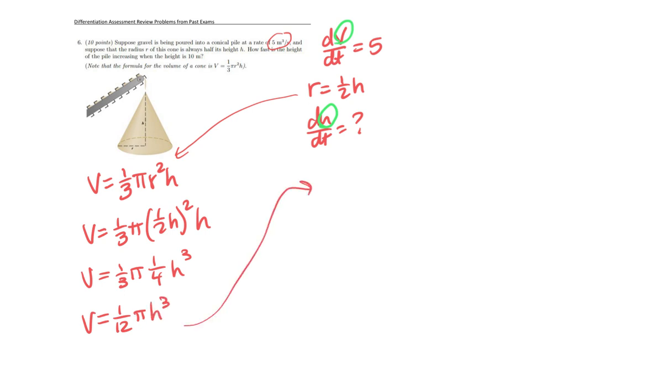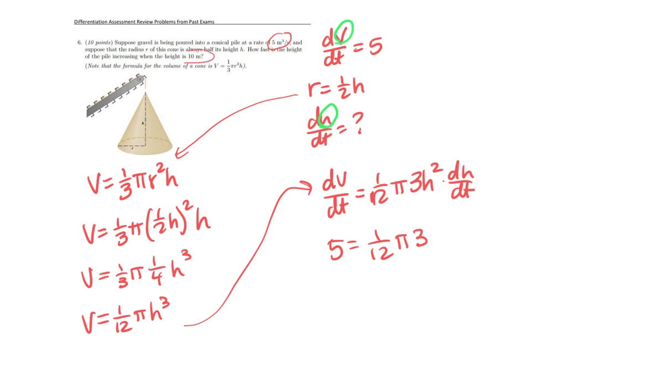Now I'm going to take the derivative of that implicitly with respect to t. So I get dV/dt is equal to 1/12 pi times 3h squared times dh/dt. All right, and so now I want to plug in the values that I know. So I know dV/dt is 5. And I want to find the way the height is increasing when the height is 10 meters.